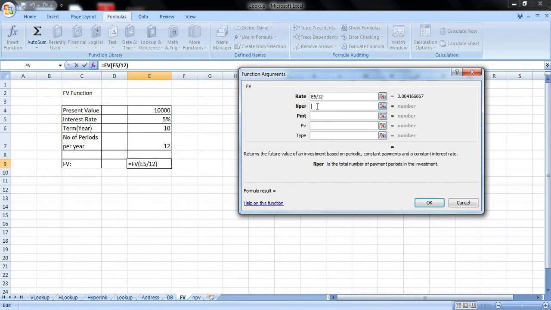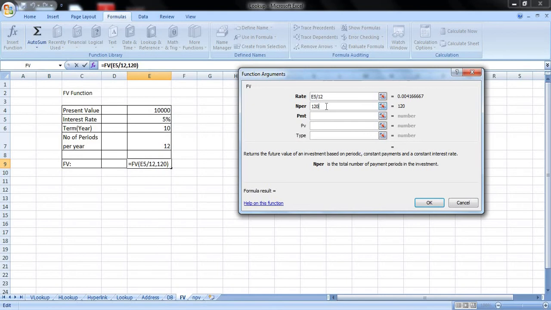Number of payments or number of periods. NPER stands for number of payment periods. Number of periods are 12 in a year and 10 years, which means the number of payment periods is 120.